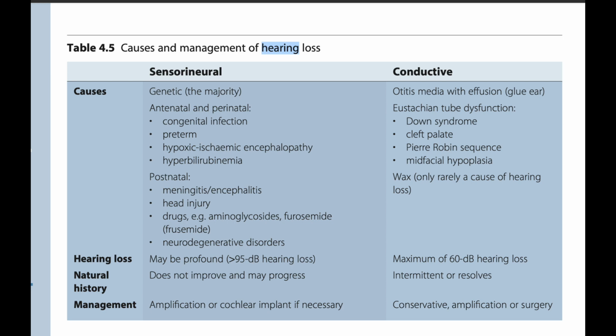Now, in conductive hearing loss, the causes are otitis media with effusion, glue ear, eustachian tube dysfunction, as in Down syndrome, cleft palate, Pierre Robin sequence, and midfacial hypoplasia. Wax is only rarely a cause of hearing loss. Now, hearing loss would be a maximum of 60 decibels, and natural history would be intermittent or resolves. Management would be conservative, amplification, or surgery.